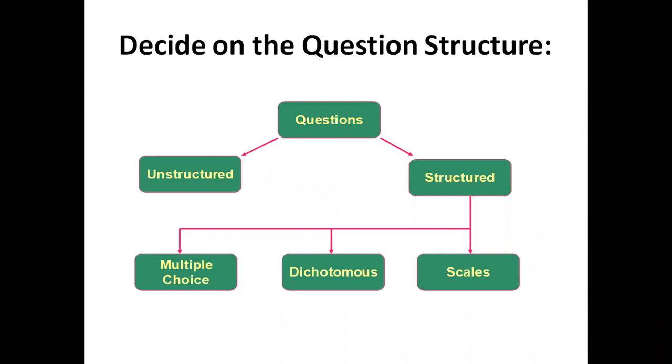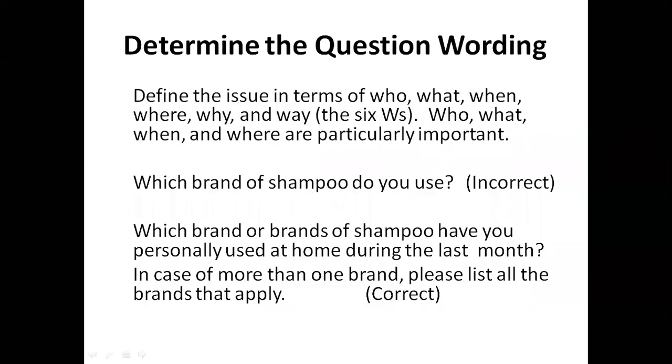Then come scales. So scales are used to measure the attitude, perception, as well as psychological aspects of the respondents. When you can't measure the psychological aspects with the help of multiple choice questions or dichotomous questions, then you can go for scaling techniques and use different scaling techniques in the questionnaire to measure or to quantify the psychological aspects of the respondents. Fine. Then comes determining the question wording.